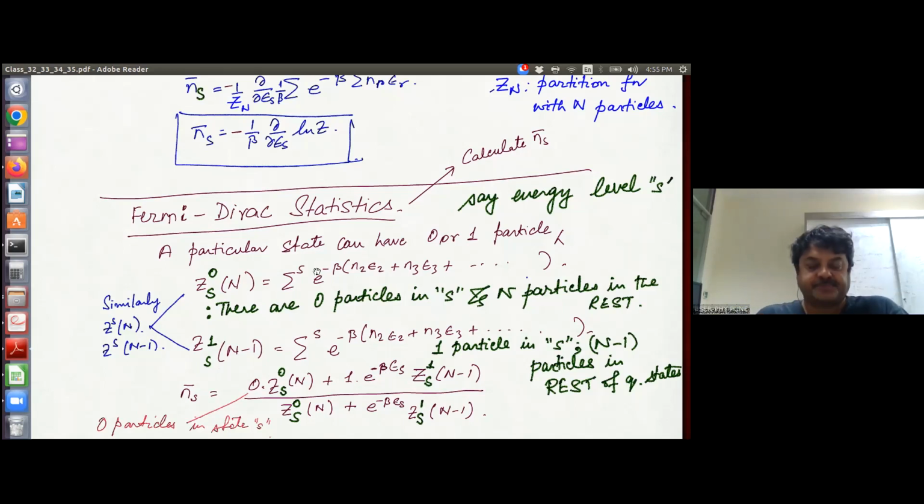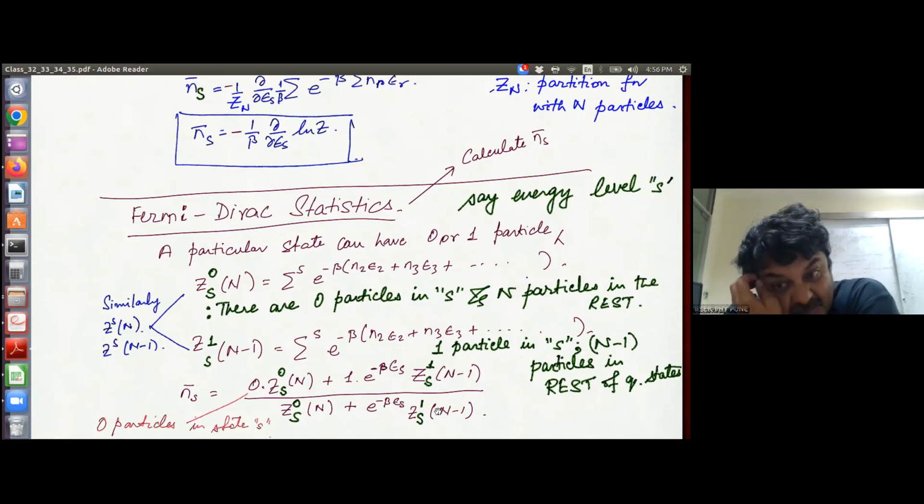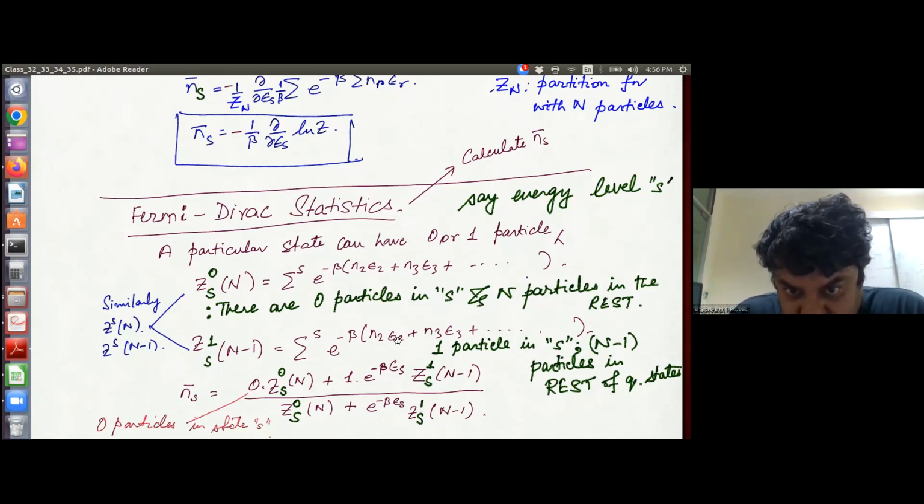Here you wouldn't have that actually. And this is a sum over all microstates, where there are n minus 1 particles. So the average number of particles in state S can be written as, so this is the total partition function, you see, Zs 0, n. Okay, this is defined the way it is. And when you are writing the total partition function, you are introducing this e to the power minus beta epsilon s. And this is a sum over all, it is actually equal to this. Right, so when there are n minus 1 particles in the rest of the energy levels.